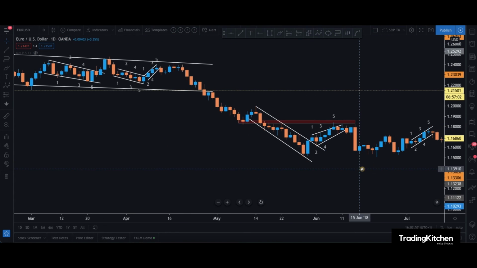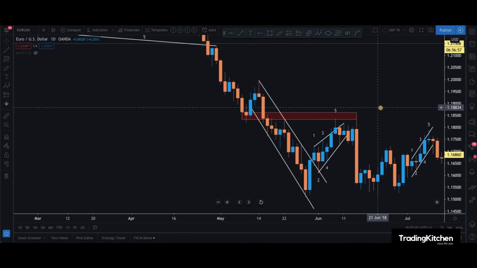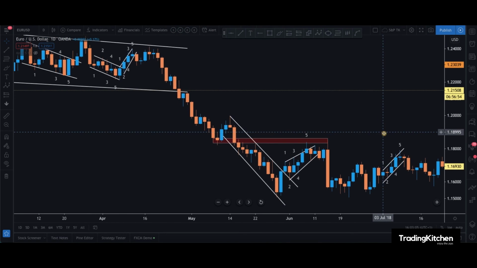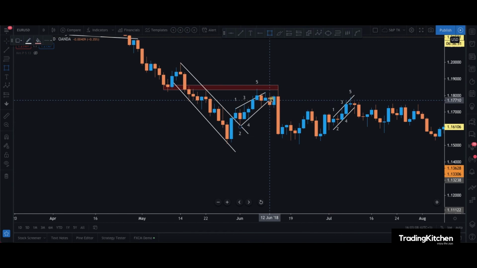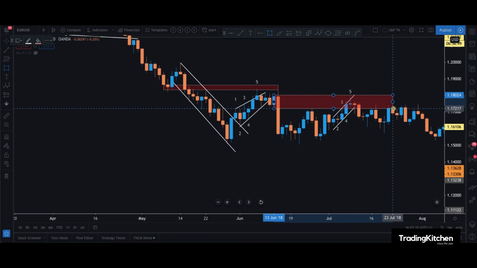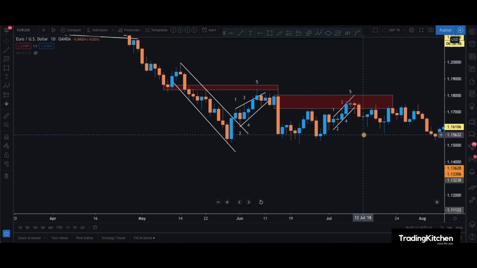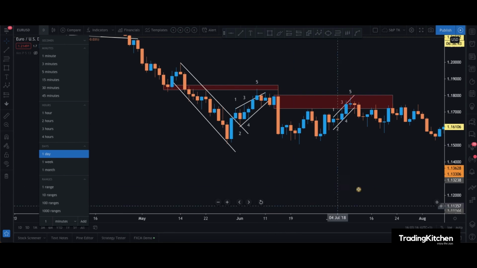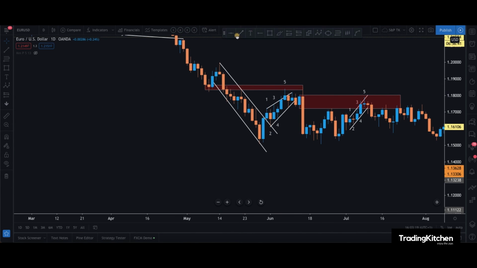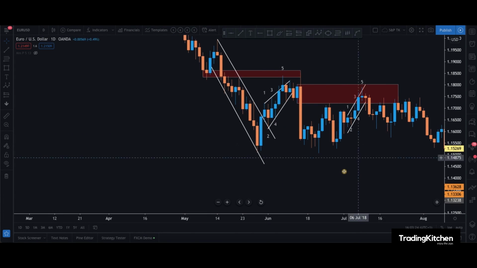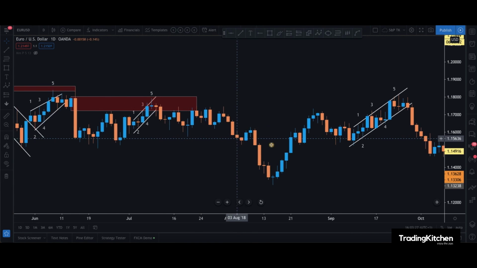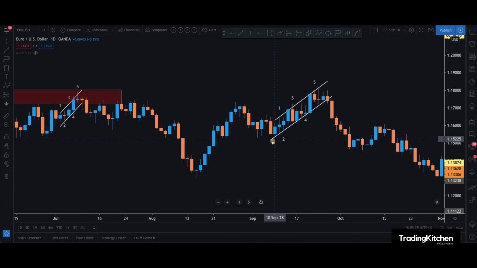Impulse down, channel down, impulse up, channel up. So the market will go down, and this is a structure confirmation. Okay, maybe here we can move on a lower time frame, but it will be clear. So like this, impulse down, channel up. So the market will go down again.